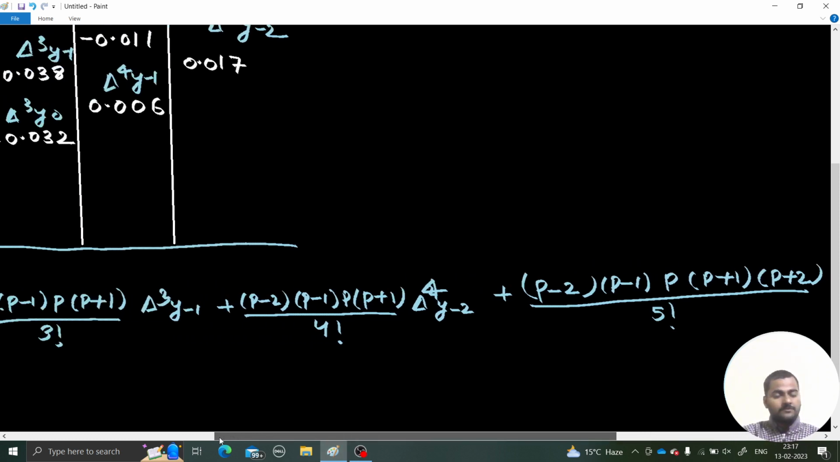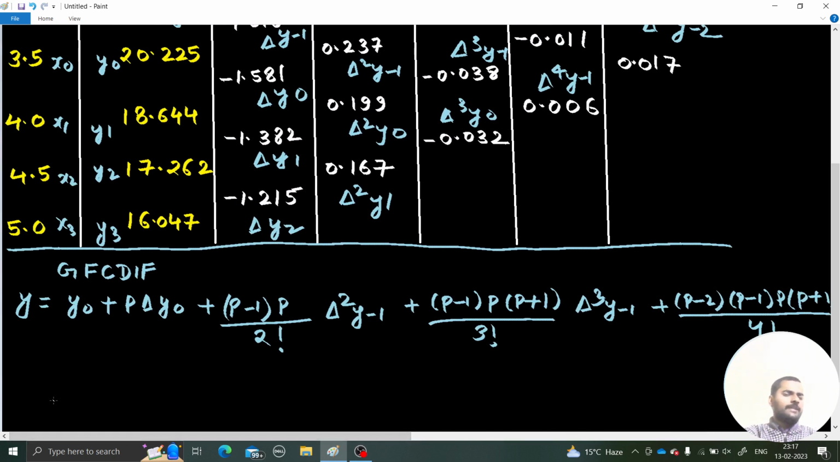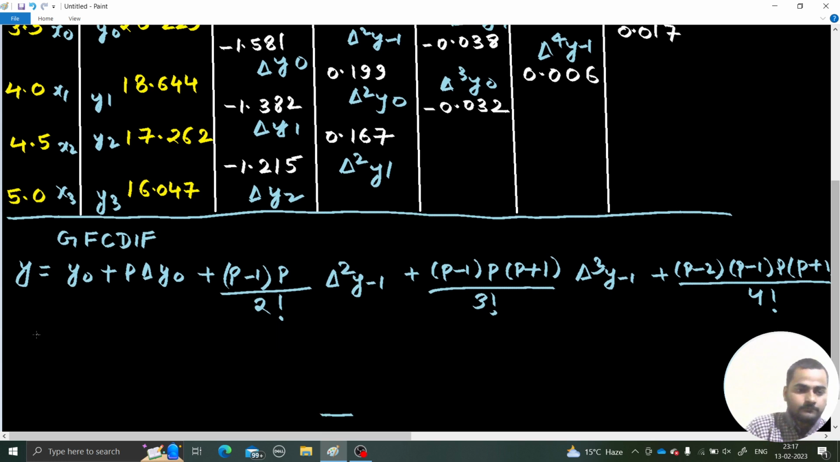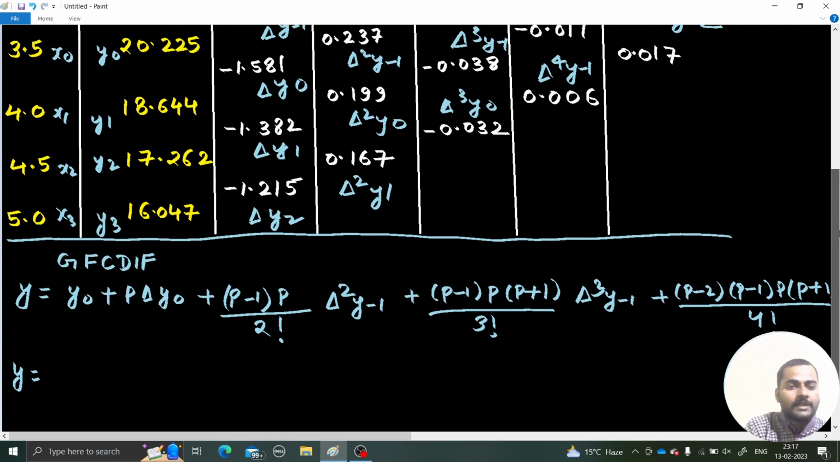Let's put the values. As I told, parallelly, if you write the value for backward difference, it will be y naught, then p delta y minus 1, then again minus 1, then minus 2 and so on. There you will write p plus 1, p minus 1, p plus 2, p minus 1, like this. Okay, so here your y will be y naught, which is 20.225.